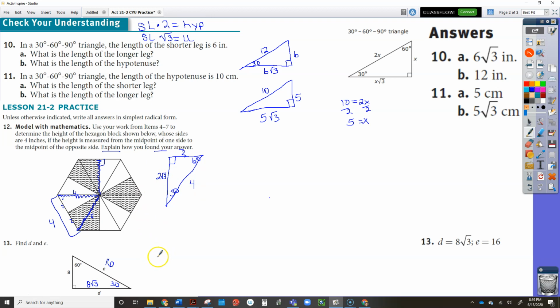And then the last one, of course, is they give me the 60-degree angle. And that means the 30-degree angle is down here. Across from the 30-degree angle is the short leg. I love it when they give me the short leg. Double it to get the hypotenuse, multiply it times the square root of 3 to get the long leg. And you are done.